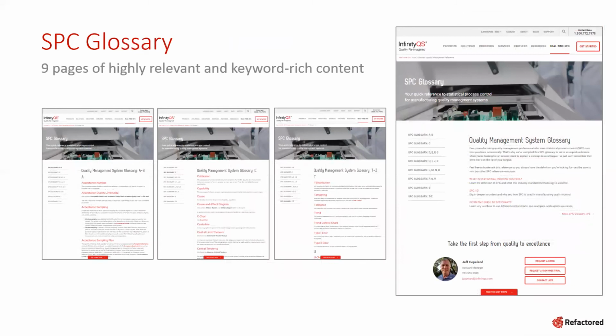And finally, an SPC glossary. This is, I would say, kind of an old SEO technique, but depending on your industry, a lot of people really have not taken advantage of making sure that there's a good glossary available. This also gives you places to add additional links within content. So if you're talking about something like an acceptance number or capability or what tolerance is in your copy, you can cross-link between these pages, and that's going to help Google find its way around your website.